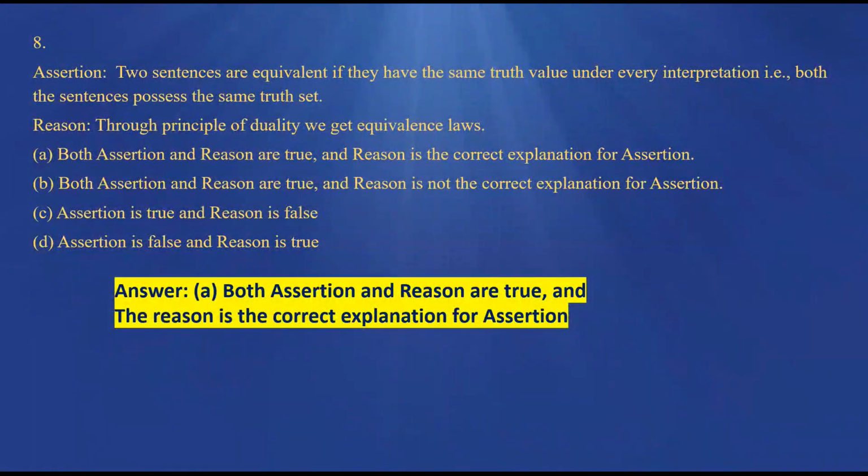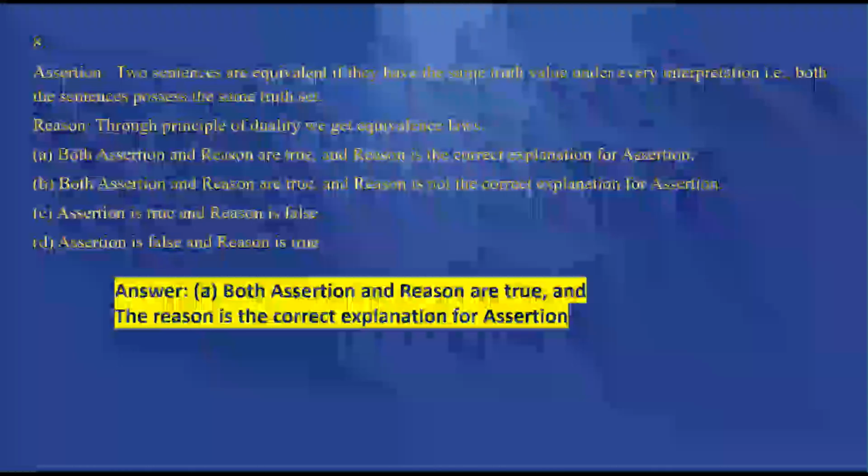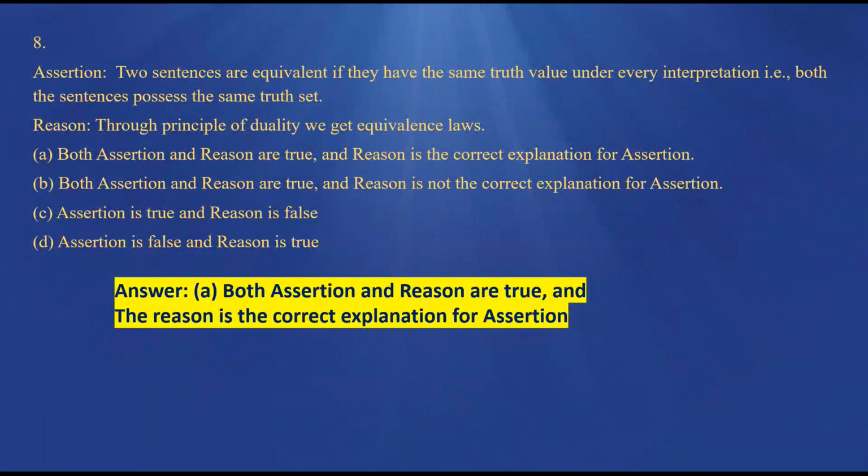What is the principle of duality? It states that all the ANDs will be replaced by ORs and ORs will be replaced by ANDs. All the ones will be replaced by zeros and zeros will be replaced by ones, but the complement remains unchanged. And through this, from a Boolean expression, we can get another Boolean expression and both are true.